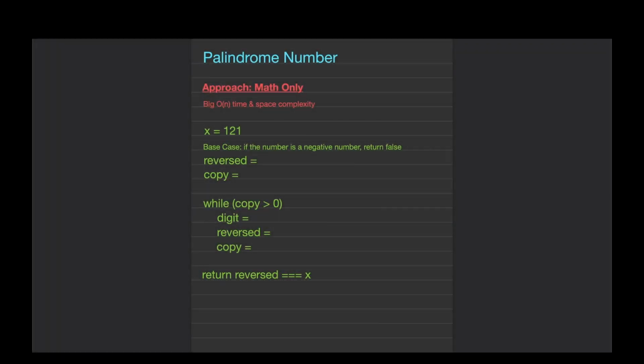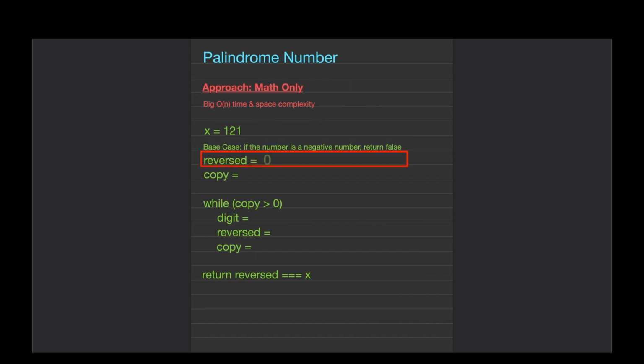For our second approach, we're going to utilize math only, and we will not convert the number to a string at any point. This solution has a big O of n time and space complexity. We'll diagram example 1 again with an input of 121. Again, if the input is a negative number, we'll return false.